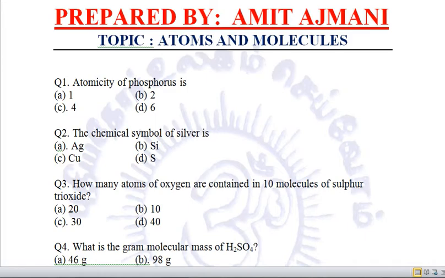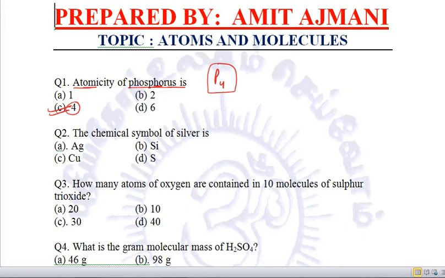Let us see the first question. The first question is: the atomicity of phosphorus is. Now we need to remember that phosphorus is tetraatomic. It exists in the P4 form. There are 4 atoms in its molecule. So the atomicity is 4. So C will be the correct answer, right?